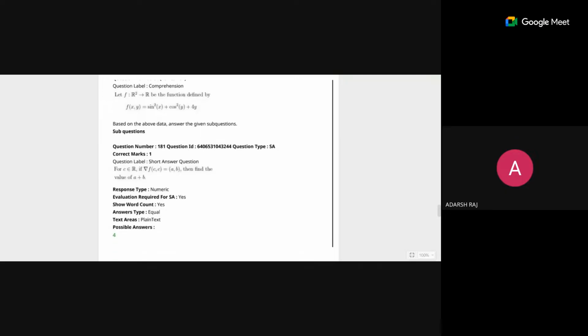So here we have a function defined from R2 to R. The definition of the function is sin square x plus cos square y plus 4y. The question is asking, for c belonging to the real numbers, if the gradient of the function at c comma c is equal to a comma b, then find the value of a plus b.